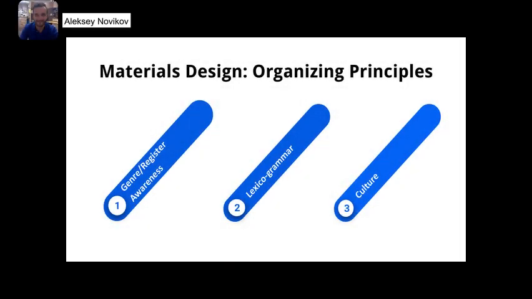So now we'll talk about the organizing principles that guided the creation of our materials. Learner corpora can be used for error analysis, which can be an organizing principle in itself. But instead, here we based our materials on what learners can do, resulting in these three broad categories: genre and register awareness, lexicogrammar, and culture.